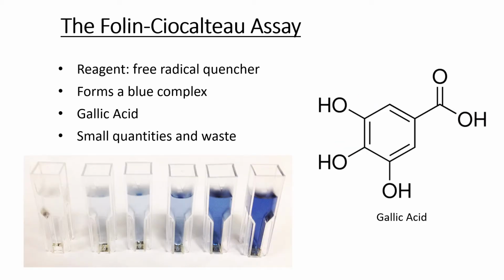The Folin-Ciocalteu reagent is a mixture of phosphomolybdate and phosphotungstate that acts as a free radical quencher, forming a blue complex that can be measured through visible spectrophotometry. For this assay, gallic acid is used as a standard measurement as well as in the winery business. This method also uses micro quantities, leading to less waste products as compared to other methods.